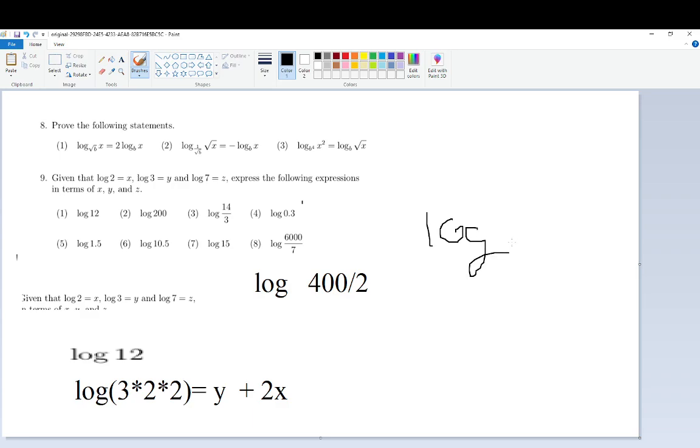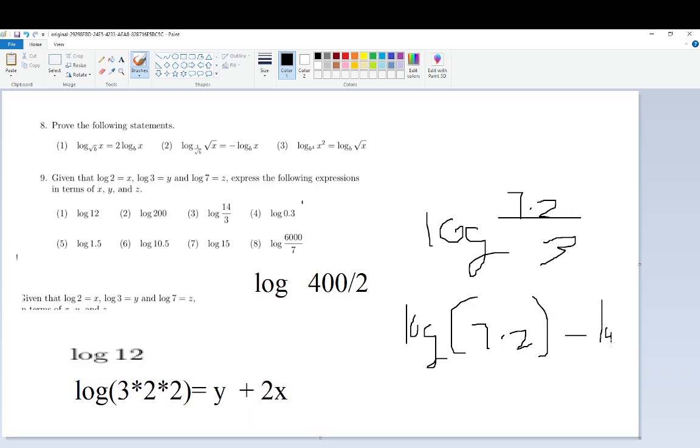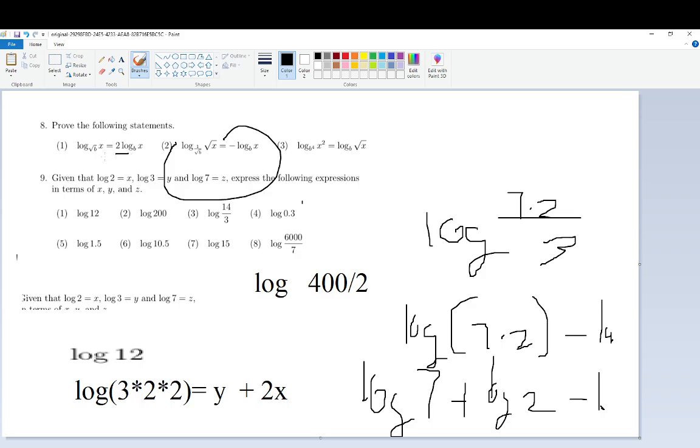14 up top can be expressed as 7 times 2, and 3 below is fine. So really we're talking about log of 7 times 2 minus log of 3. 7 times 2 can be expressed as log 7 plus log 2 minus log 3, which means we're talking about z plus x minus y. So z plus x minus y.